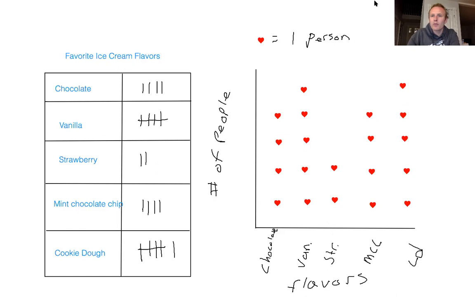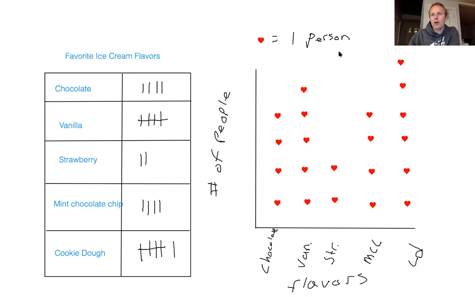Oh, my own video's in the way here. 6. Okay. So you can see from this that cookie dough is the favorite because it's the highest. It goes up the furthest on our graph. We can then see that vanilla is second, chocolate and mint chocolate chip tied for third, and strawberry is our 5th favorite flavor. So that's if you have a graph that shows where 1 heart equals 1 person.